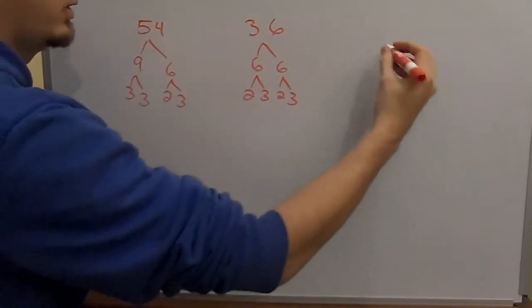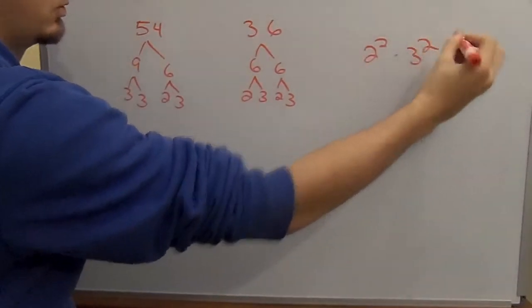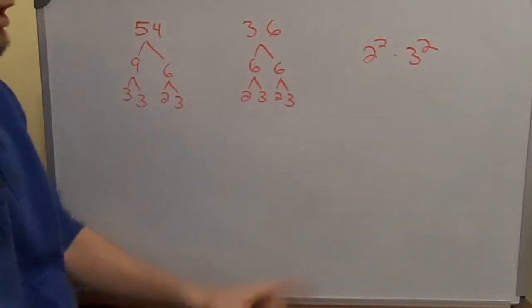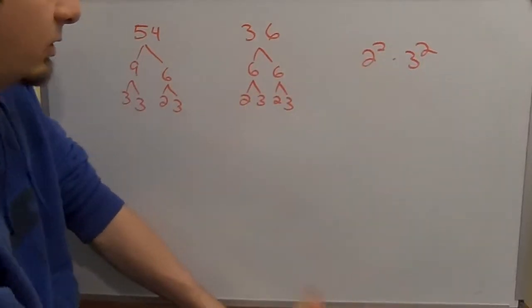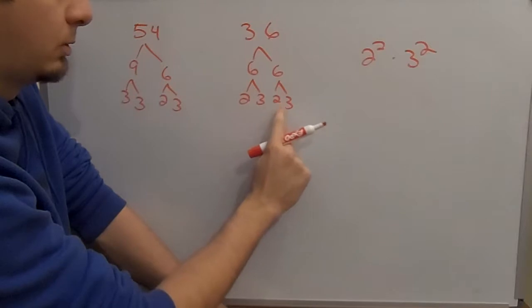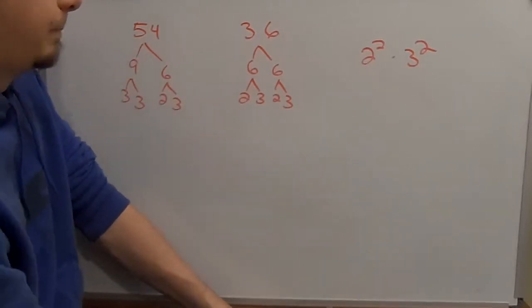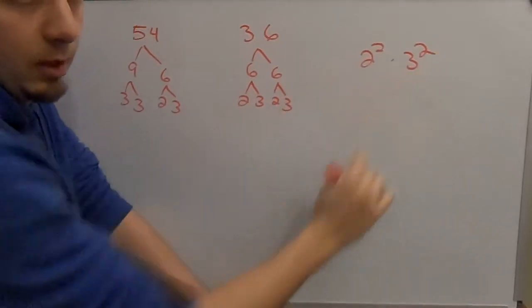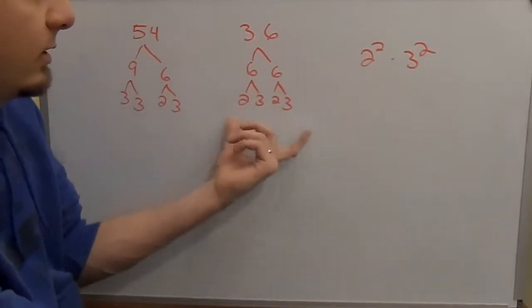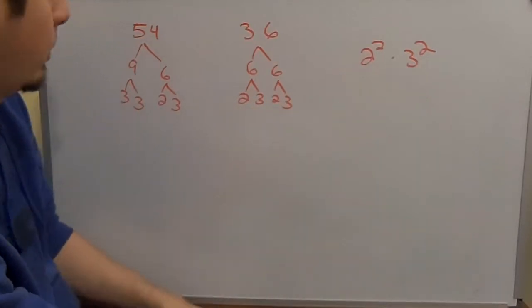So the prime factorization of 36 is 2 squared times 3 squared. What I did there, where the exponents came from, is the prime factorization of 36 is really 2 times 3 times 2 times 3. So 2 times 2 is 2 squared, and 3 times 3 is 3 squared. They're the same thing. So I just kind of simplified it. Instead of writing all 4 numbers out, I can simplify it, make it a little bit shorter.